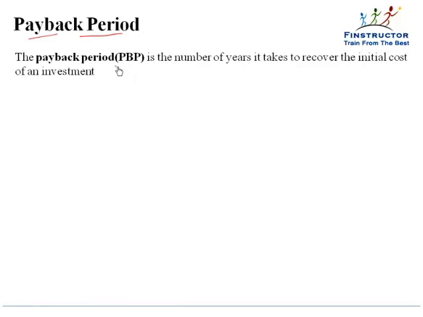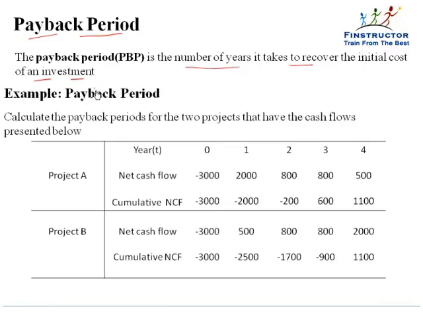So the payback period is defined as the number of years it takes to recover the initial cost of an investment. How long before I get my money back? Best understood with the help of an example. So calculate the payback periods for the two projects that have cash flows presented below. I'll do it for project A. Please try it out and verify the answer for project B yourself. So we see that we make an initial investment of $3,000 in project A.